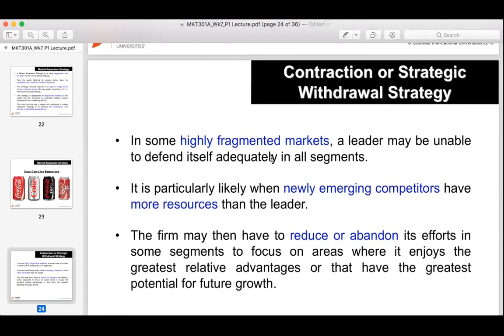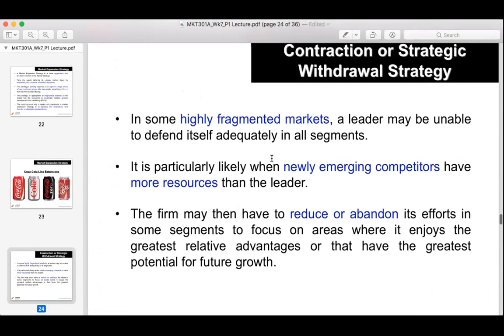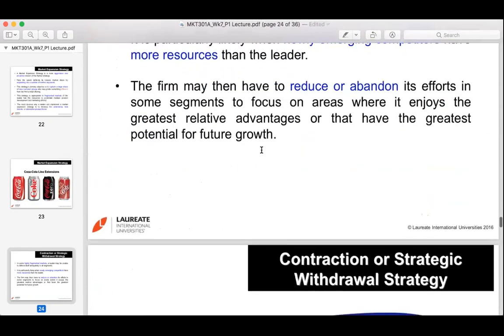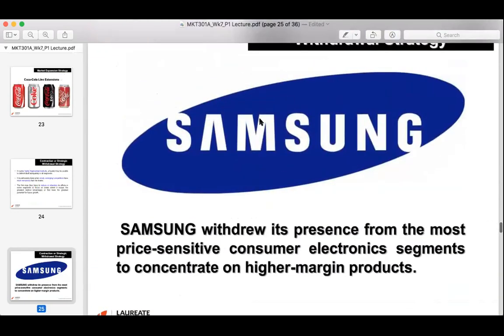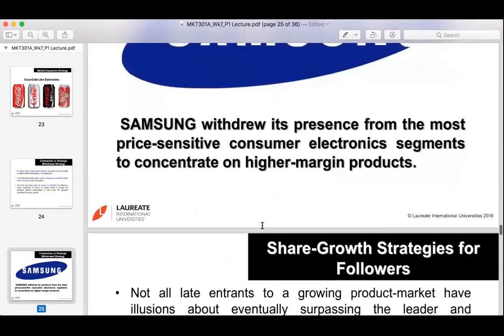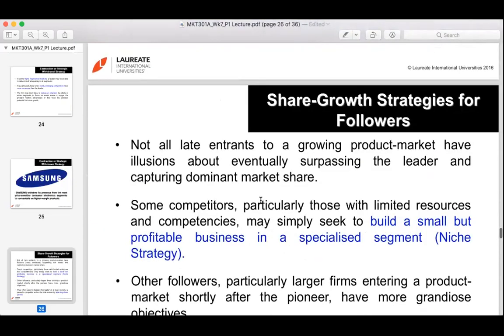Now the last strategy is to withdraw. If you think that the market is not attractive enough for you, you can also think about withdrawing from the competition. A lot of big brands such as Samsung, Google, Unilever, Sony also adopt this withdrawal strategy as well.